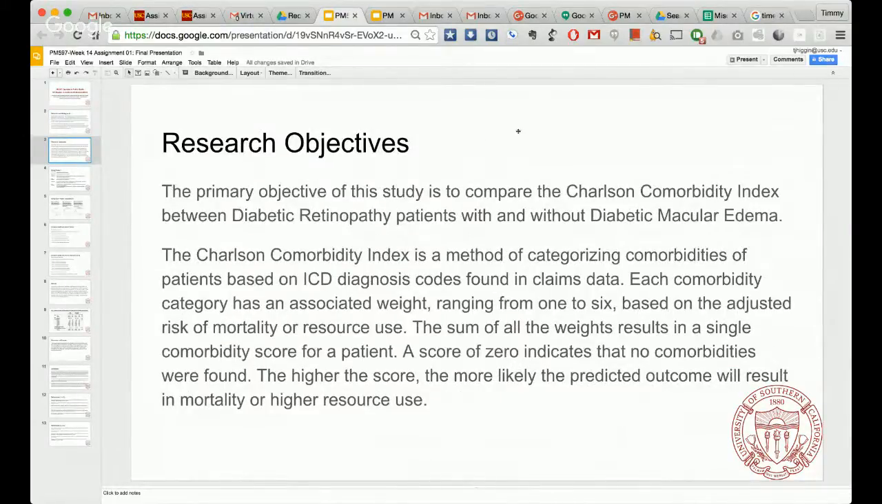The primary objective of this study is to compare the Charlson Comorbidity Index, CCI, between DR patients with and without DME. The Charlson Comorbidity Index utilizes ICD-9 codes that are in medical claims to create an index score for each patient over a 1-year period of time, and that comorbidity score allows for a prediction of 1-year mortality. Essentially, a score from 0 to 2 is a fairly healthy patient. A score from 2 to 6 and above is usually a much sicker patient population.